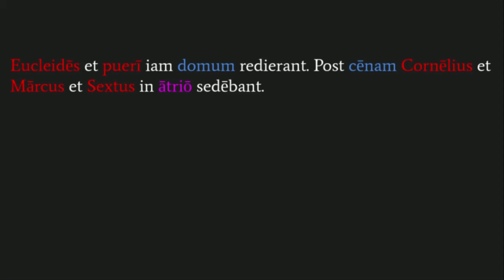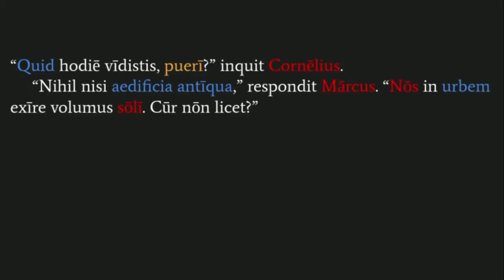Then you have post canam, Cornelius et Marcus et Sextus in atrio sedebant. So after dinner, post canam, remember post always takes an accusative, which is why you have canam there. So after dinner, Cornelius, Marcus, and Sextus, sedebant, they were sitting in perfect tense. Where were they sitting? In atrio. It's ablative, in the atrium. And again, it's ablative because you're not showing any motion. They're just in the atrium, sitting down and relaxing after dinner.